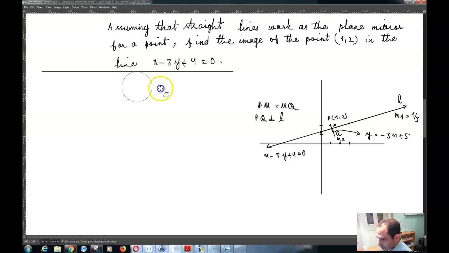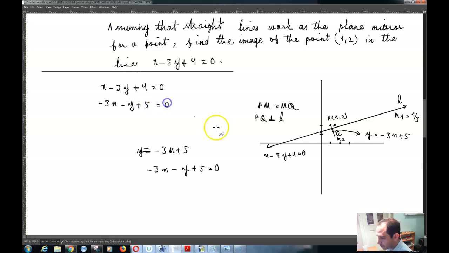Now I have the equation of this line, and I have the equation of this line. So I can set up a system of equations, x minus 3y plus 4 is equal to 0. And this line becomes y is equal to negative 3x plus 5, so I can write it as negative 3x minus y plus 5 is equal to 0. And so this is a system of equations.